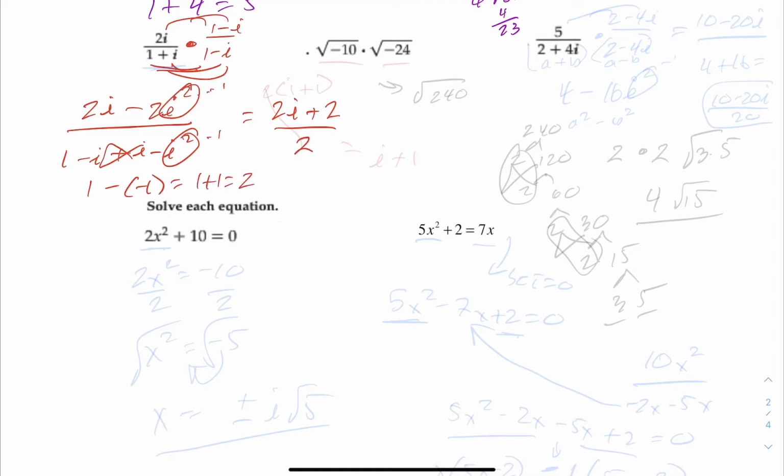If you want to be pro, you could factor everything out by 2. So you get that.